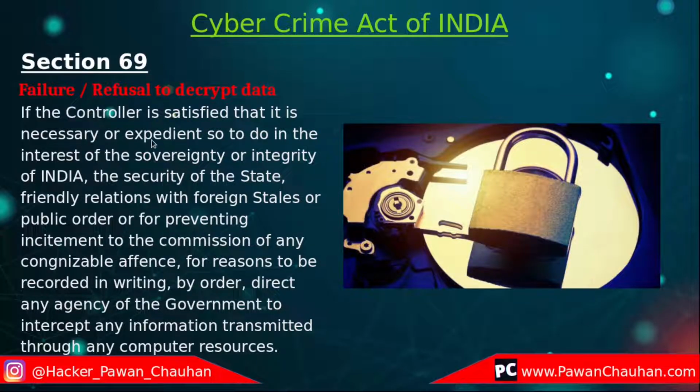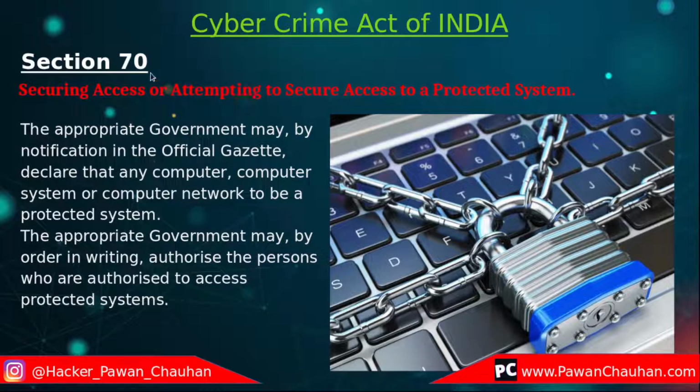Now section 69, that is failure to decrypt data. If a person is directed by the authority to decrypt data in the interest of the sovereignty or integrity of India, and he fails, then that person is charged under section 69, that is failure to decrypt data. Next section is section 70, that is securing access or attempting to secure access to a protected system. If any system or network has been declared protected by order, and anyone tries to access that system, then the person is charged under section 70.